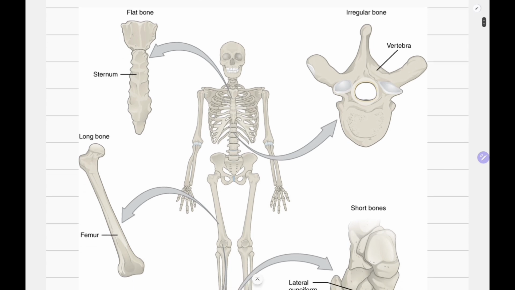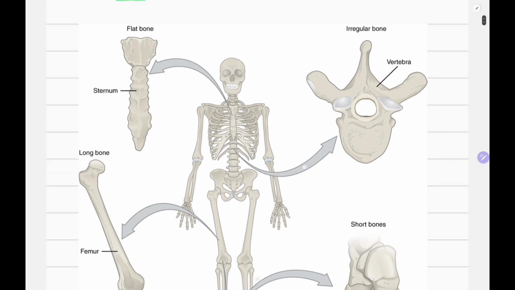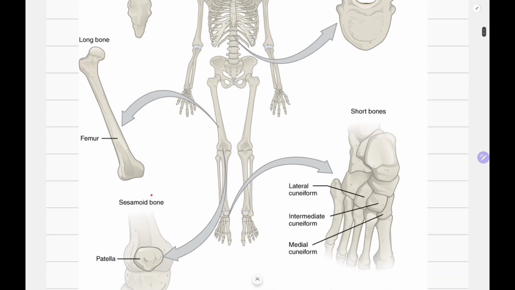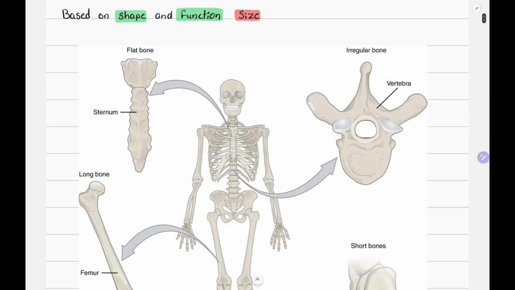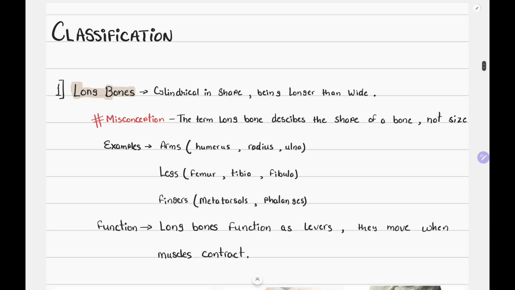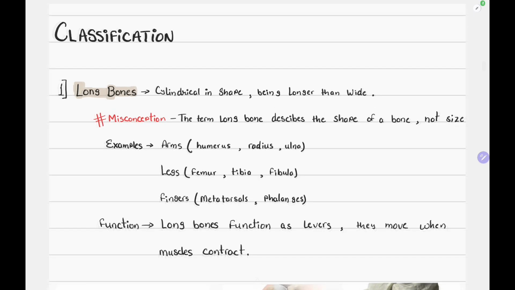You can see this is a skeleton, and right here I'll briefly summarize this. The first one is the long bone, the second one is the short bone, the third one is the flat bone, the fourth one is the sesamoid bone, and the last is the irregular bones. We'll be covering them one by one. Starting with the classification of bones, our first type is the long bones.